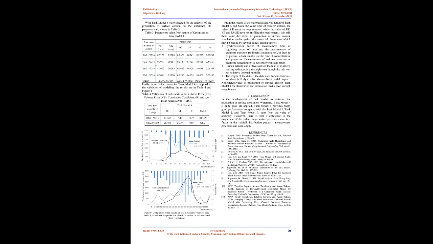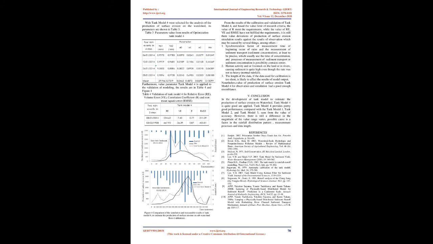While value the production of surface erosion, simulation results of Tank Models 1, Tank Model 2, Tank Model 3 showed a greater tendency than measurable, the possibility of existence of value accumulation of the tank. With Tank Model 4 were selected for the analysis of the production of surface erosion on the watershed. Its parameters are shown in Table 3. Table 3 parameters value from results of optimization Tank Model 4.